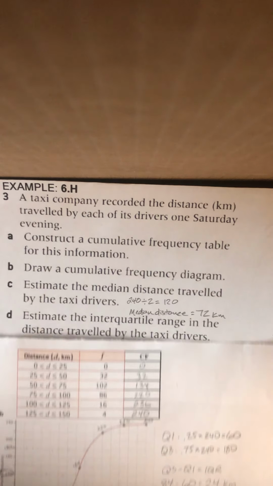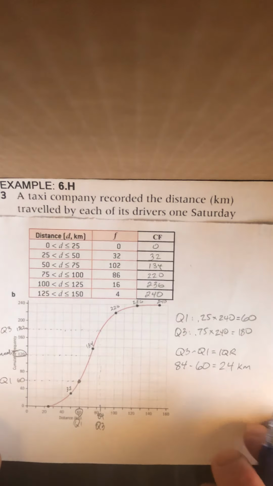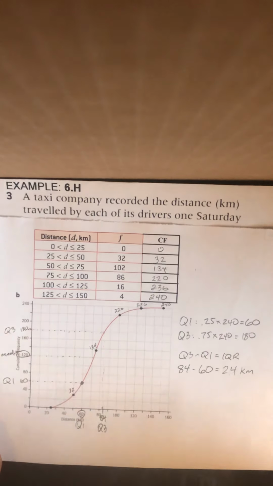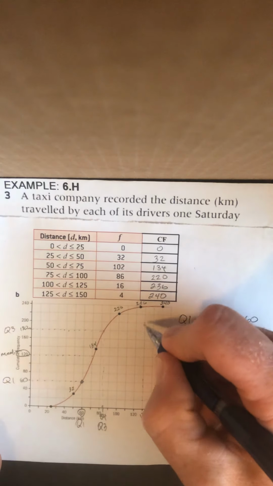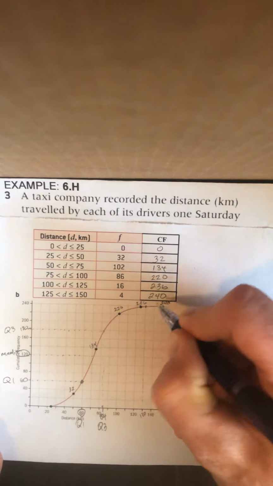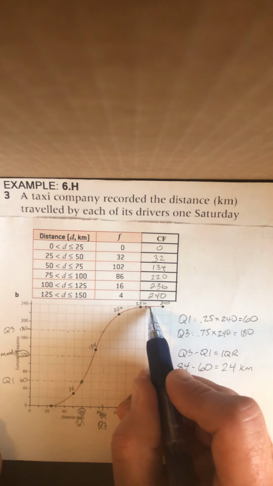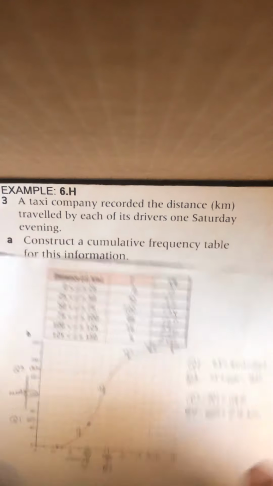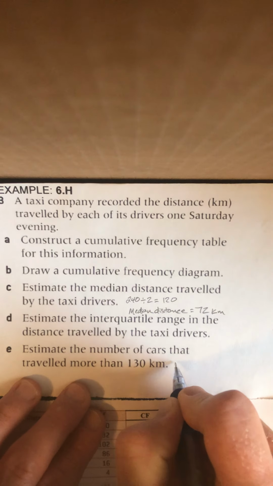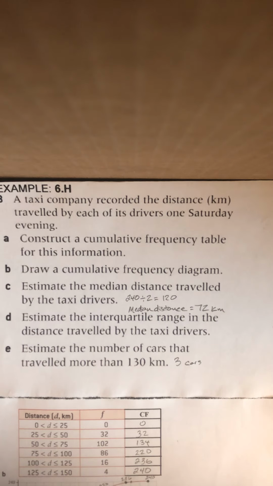Last part of the problem, estimate the number of cars that traveled more than 130 kilometers. And so on our graph here, we're going to look down at 130 and go up. And we can see that that number is definitely above the 236. And so I would say that there were probably about 3 drivers that traveled more than 130 kilometers.